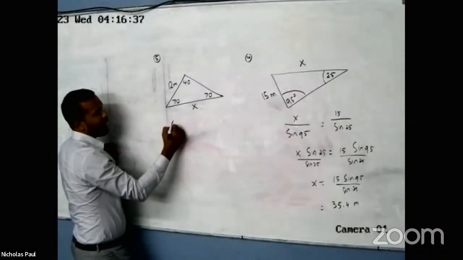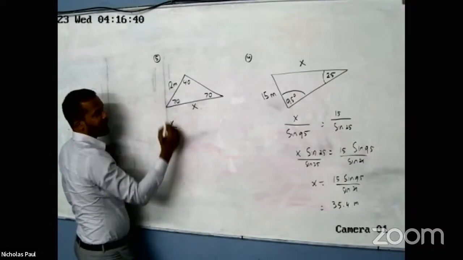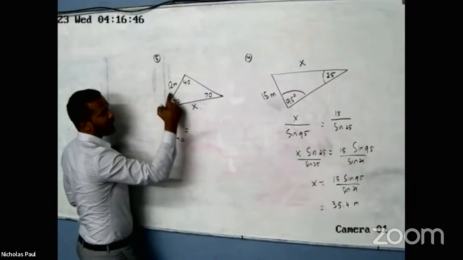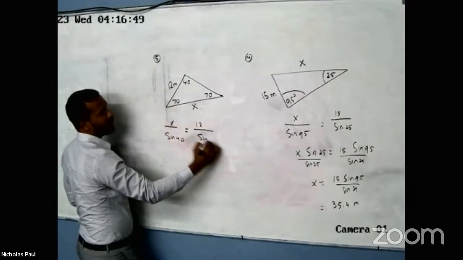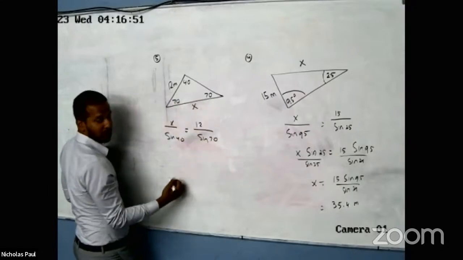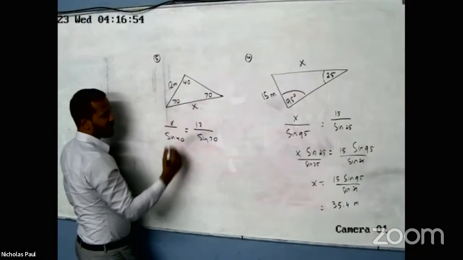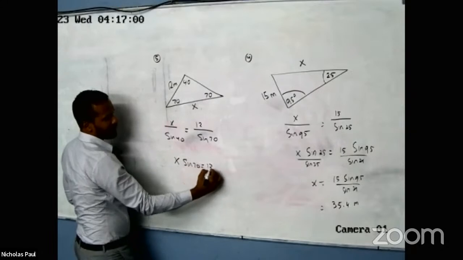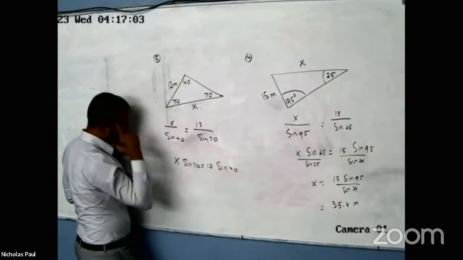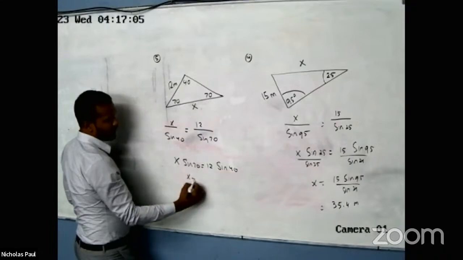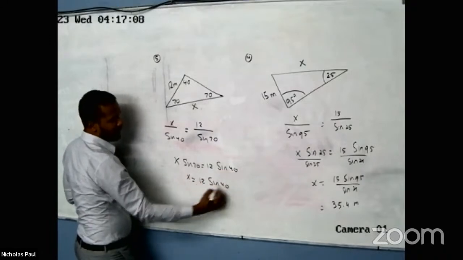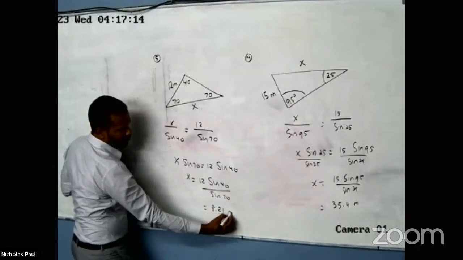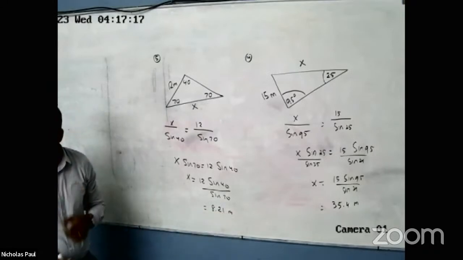Right, so it's x over sine 40 is equal to 12 over sine 70, right? This over sine of this over sine of this. Cross multiply, it will be x sine 70 is equal to 12 sine 40. So x is equal to 12 sine 40 over sine 70, which is 8.21. 8.21. That's okay? You get that?